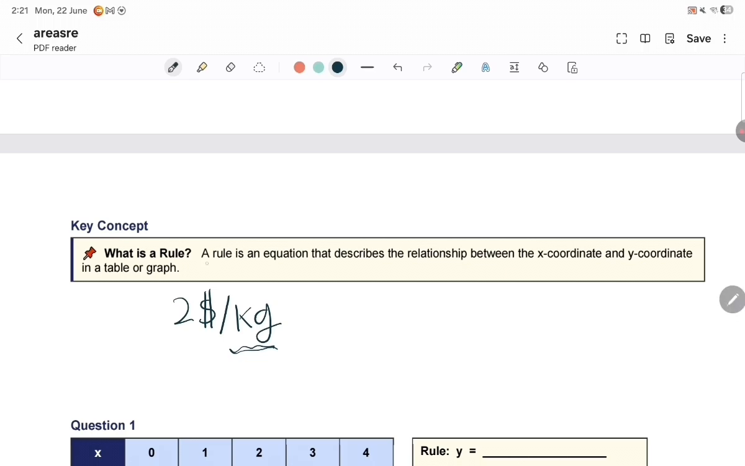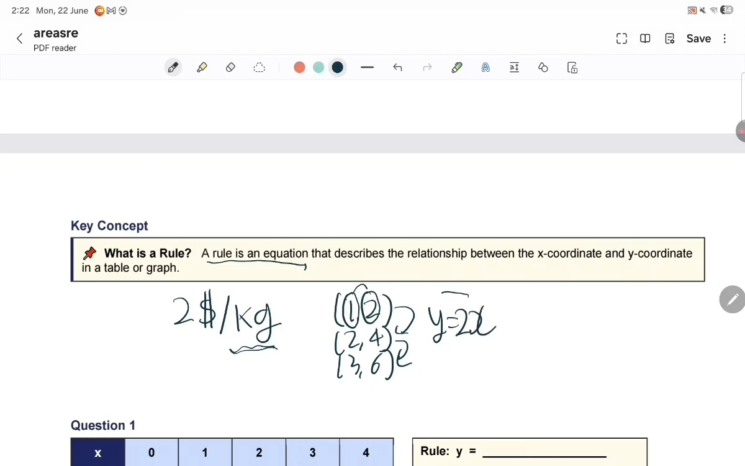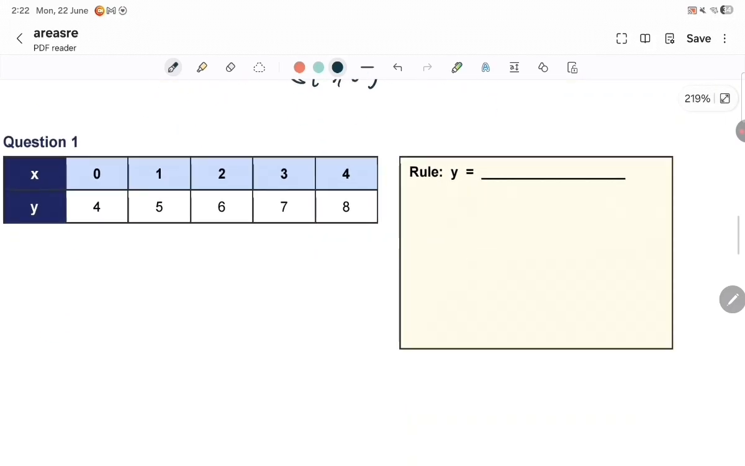What is a rule? A rule is an equation that describes the relationship between the x coordinate and y coordinate in a table or graph. Last time we did this kind of thing: 1, 2; 2, 4; 3, 6. And if you look at the x values and the y values, you can see the rule. If you multiply the x value by 2, then you get the y value. So it just goes on and on. That's how we figured out that this equation represents those coordinates. So let's get into specific examples.